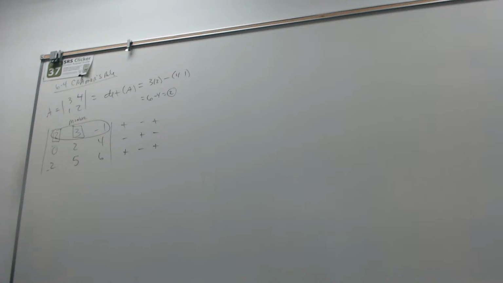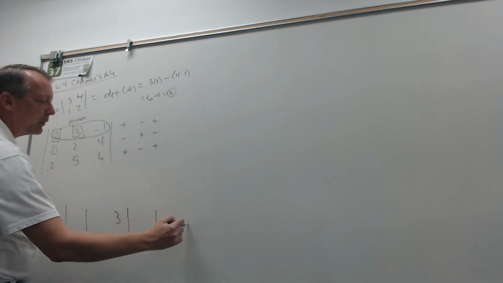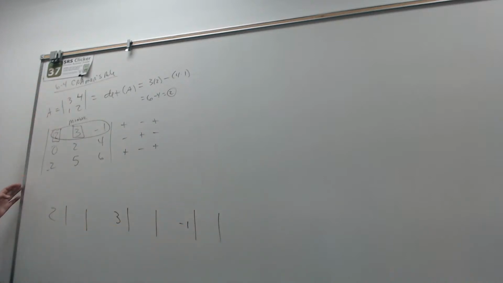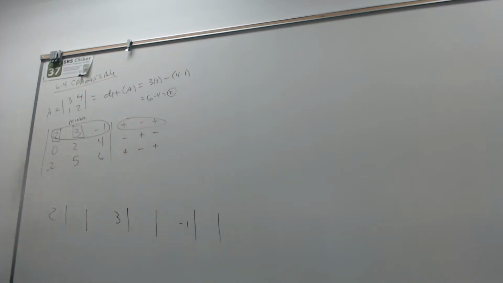All right, so here's what we're going to do. The idea here is I'm going to have 2 times something, 3 times something, and negative 1 times something. Now I have to apply these signs here as well. So this becomes a plus 2, a minus 3, and a plus negative 1, so I'll leave that alone. Does that make sense so far?